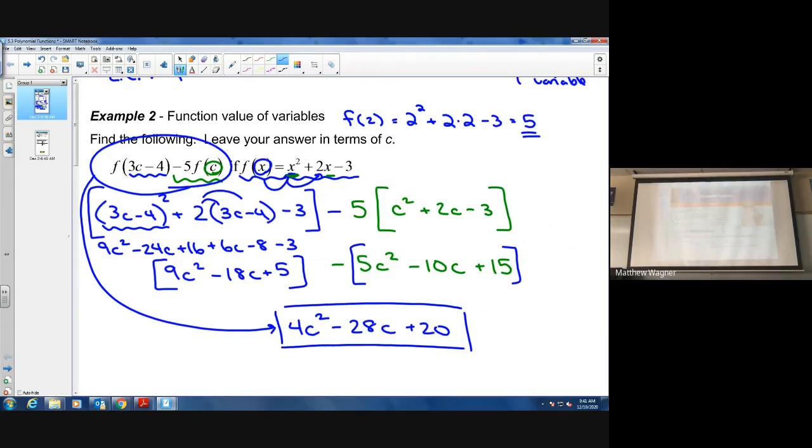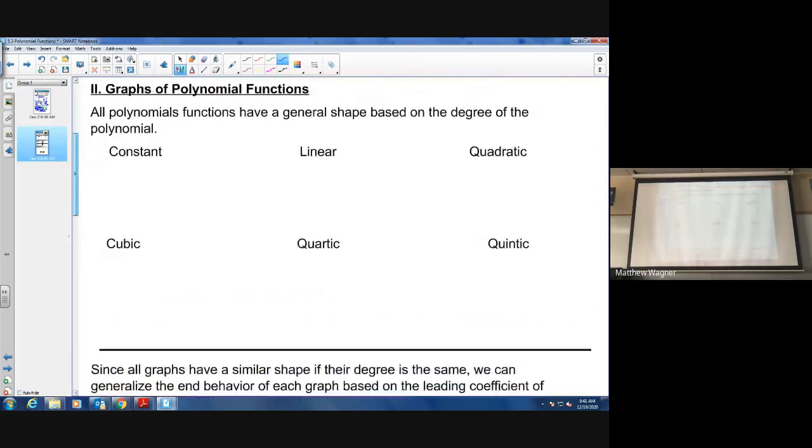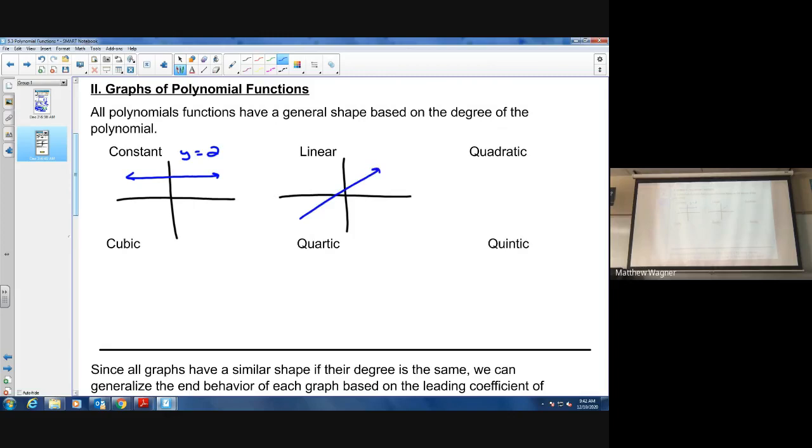Okay. Continuing on our exploration with polynomial functions, we're going to look now at graphs of polynomial functions. So a constant function should be pretty easy to remember. A constant function is something like y equals 2. Okay. A linear function is something like this. So maybe we have 1/2 x plus 1.